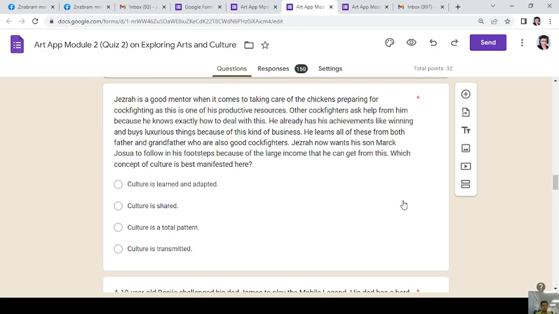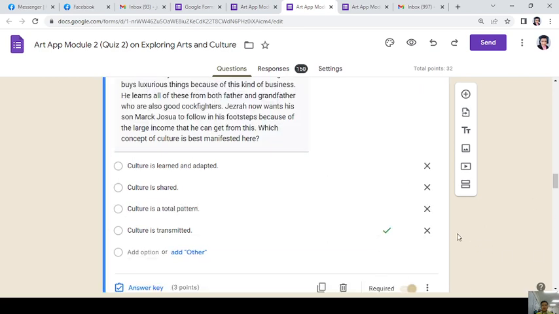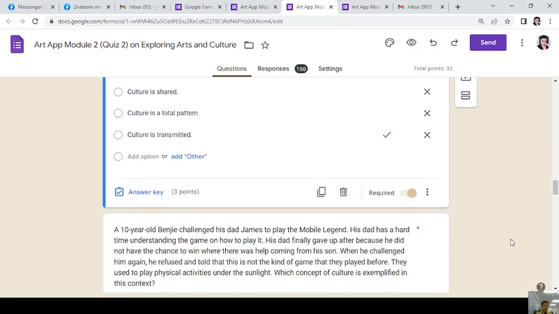Culture is transmitted. Okay, na transfer from the grandparents ni Jezra, transferred to Jezra, and then transmitted to the son of Jezra. No, Jezra. I'm so sorry, my voice is really pagaw-pagaw.